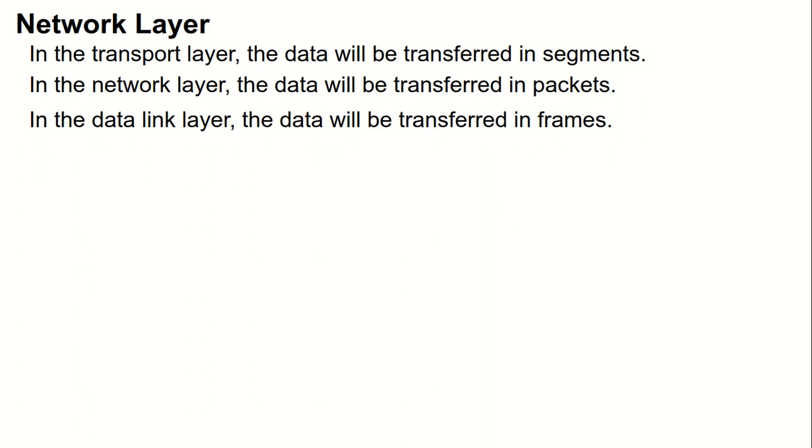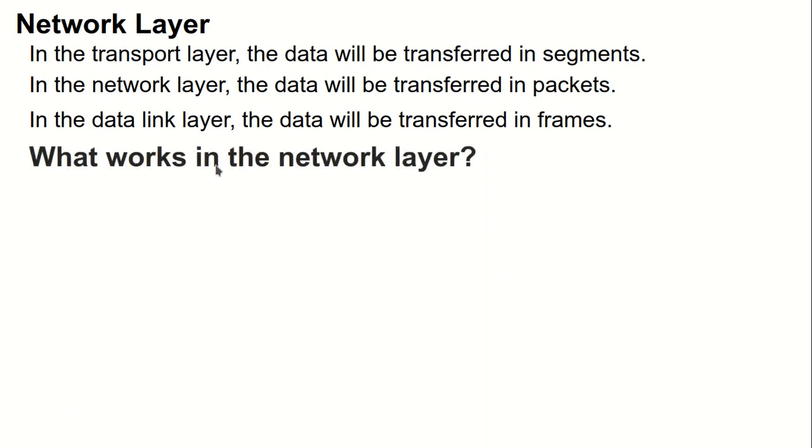Alright, so this is the functionality of the network and the transport layer that we have discussed in the previous video also. Now let's discuss how the data is transferred. In the transport layer, the data will be transferred in segments. In the network layer, the data will be transferred in packets, and in the data link layer, that we are discussing in the next video, the data will be transferred in frames.